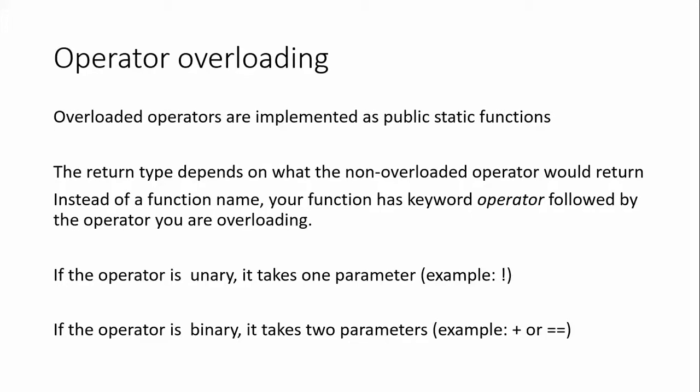And then instead of the function name, you have the keyword operator followed by the actual operator that you're trying to overload. And then finally you have your parameters, and the number of parameters depends on what type of operator you're overloading. If it's a unary operator, like the not operator, that just takes one parameter. If it's a binary operator, like adding something or comparing things, that takes two operands. So then you're going to have two parameters in your overloaded operator.